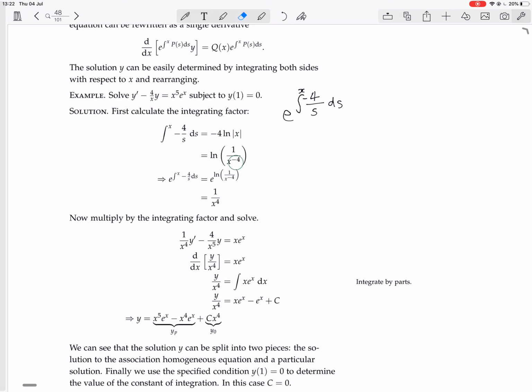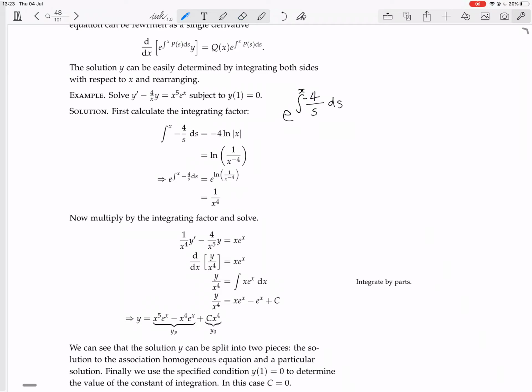But now x to an even power is already positive, so you can drop the absolute value sign and just have ln of 1 over x to the minus 4. And then you take e to this whole thing, so it's e to the ln of 1 over x to the minus 4, but that's just 1 over x to the minus 4.